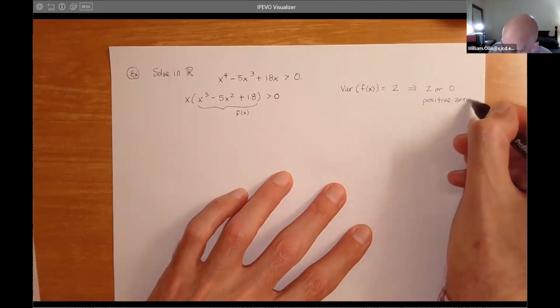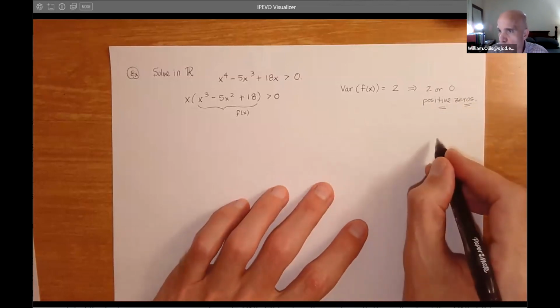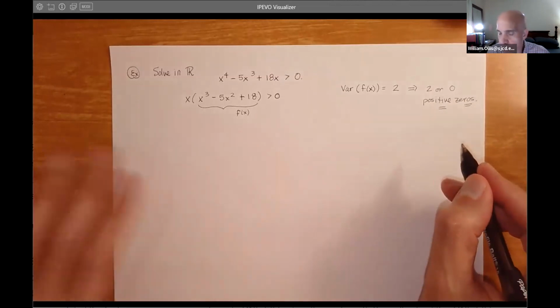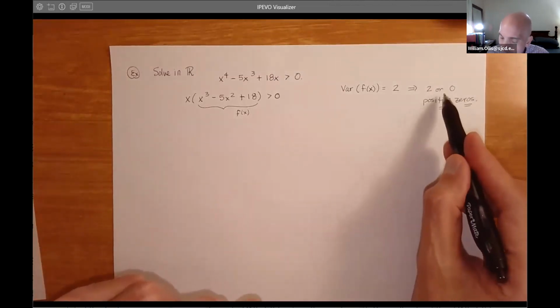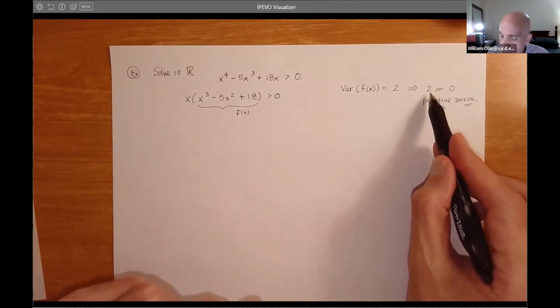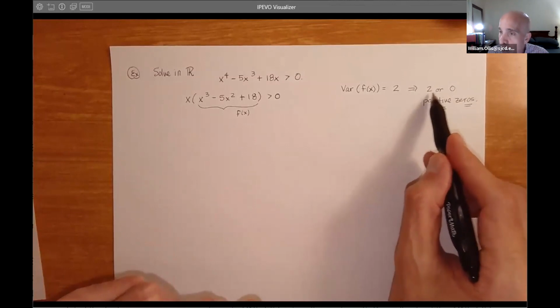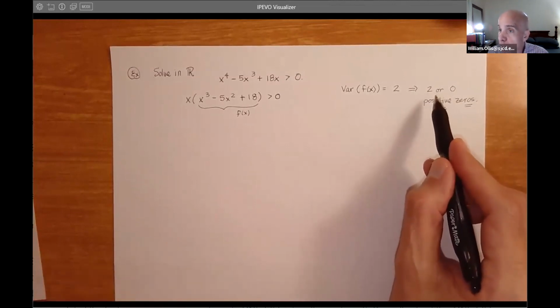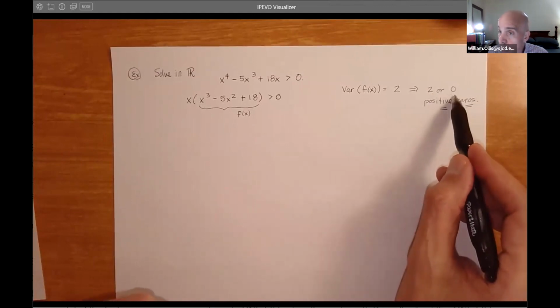We don't have to say positive real zeros. That's redundant. Complex numbers aren't positive or negative. They're not ordered. So I'm not really sure why that sticks. But the idea is that Descartes says that we can look at the variation in sign, and that'll tell us how many positive zeros we could possibly have. This says that we either have 2 or none.